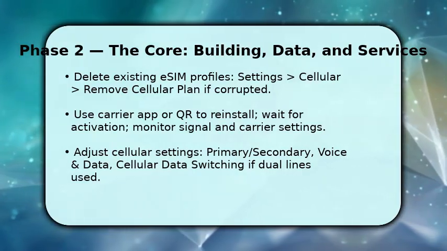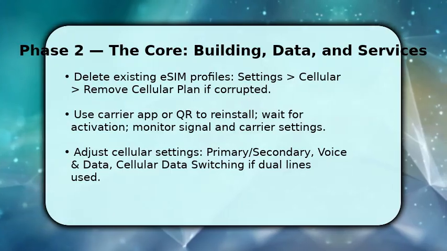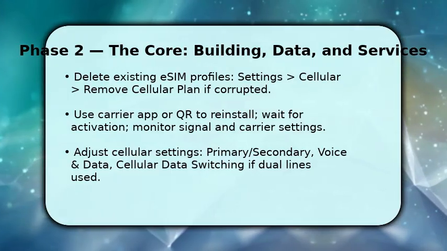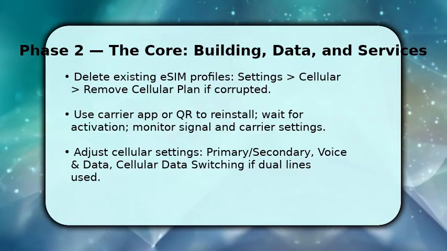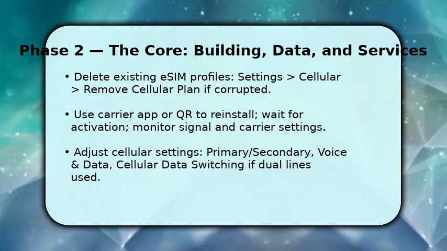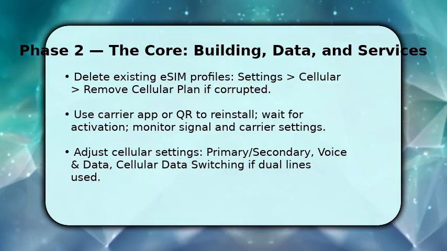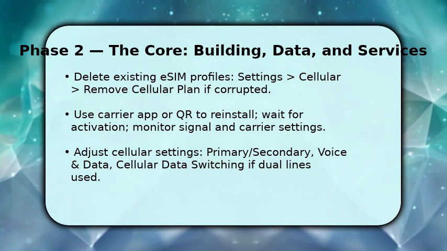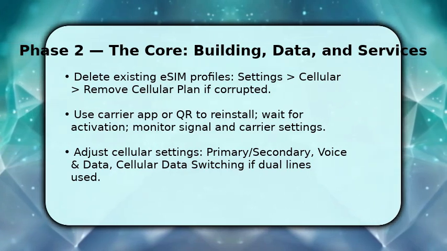Once active, configure which line is primary for calls and which handles cellular data. If you use dual lines, enable cellular data switching so data moves between lines automatically. Make sure voice and data is set to the correct LTE or 5G option for best performance.